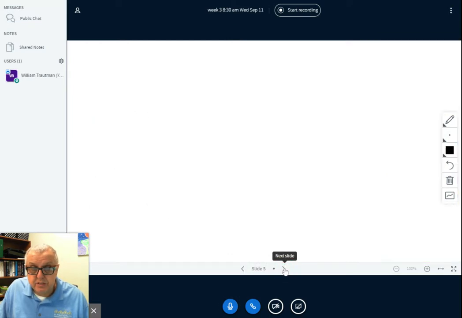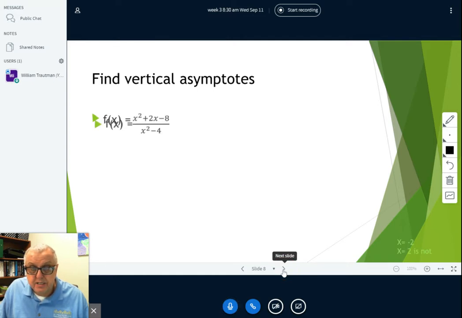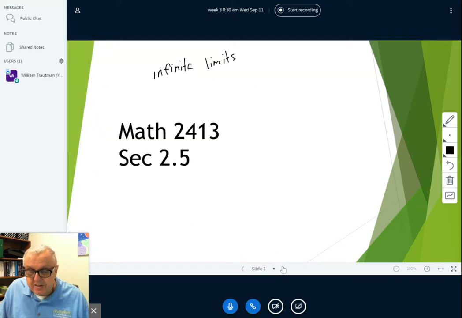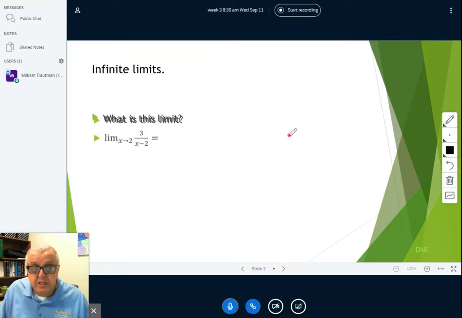Just looking through here, making sure. Oh, it looks like a mess. Oh, the functions are okay. There's some double. All right.